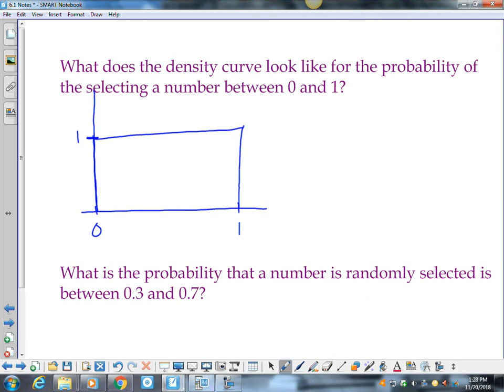What did y'all say the area under the curve had to be? Think of this as a rectangle. Length times width. Y'all see it? If the area under here is a 1, and I know this is 1, then what does this have to be for the area to be 1?